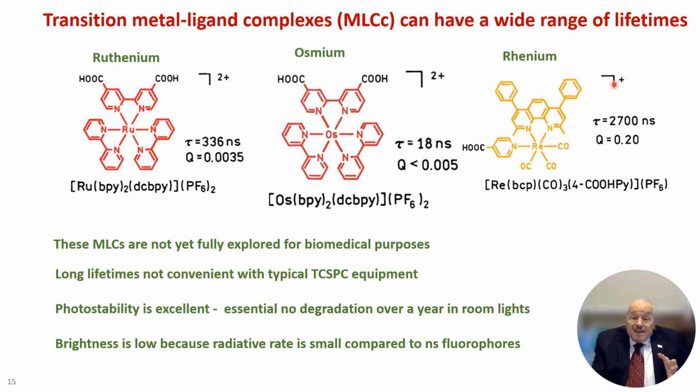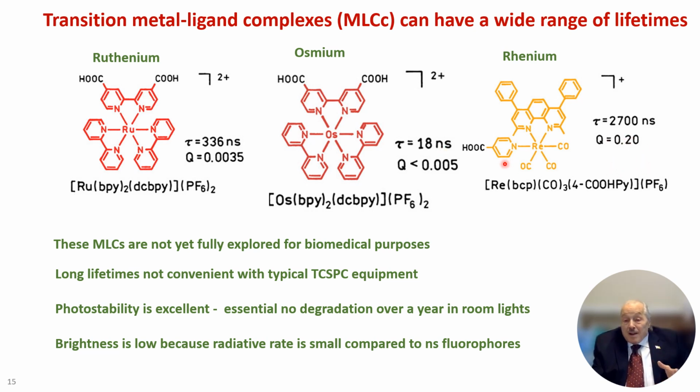The transition metal ligand complexes are on the surface wonderful because they can have a wide range of lifetimes. So all the ruthenium ones, well, there's 3 in particular that are used. The ruthenium ones have lifetimes around 350 nanoseconds. The osmium ones have shorter lifetimes, around 20 nanoseconds. And then the rhenium ones have remarkable lifetimes, up to 2.7 microseconds.